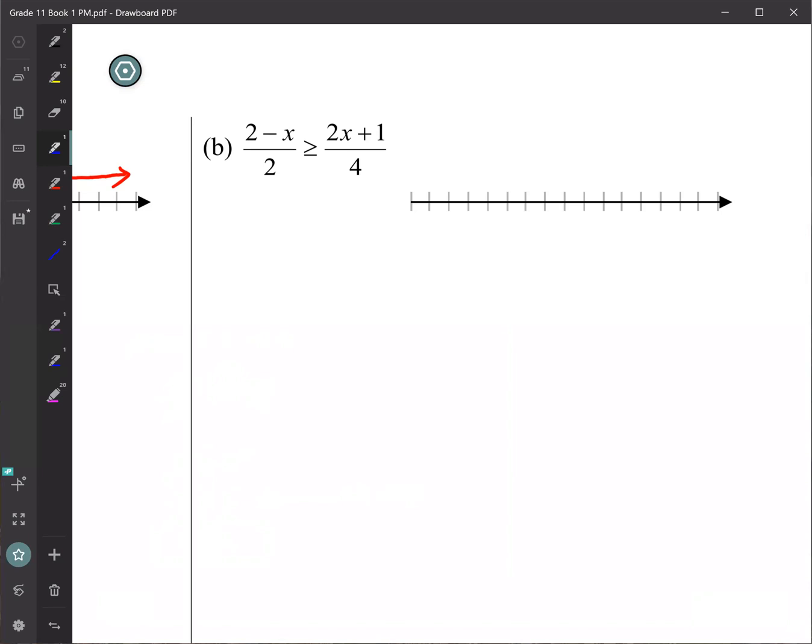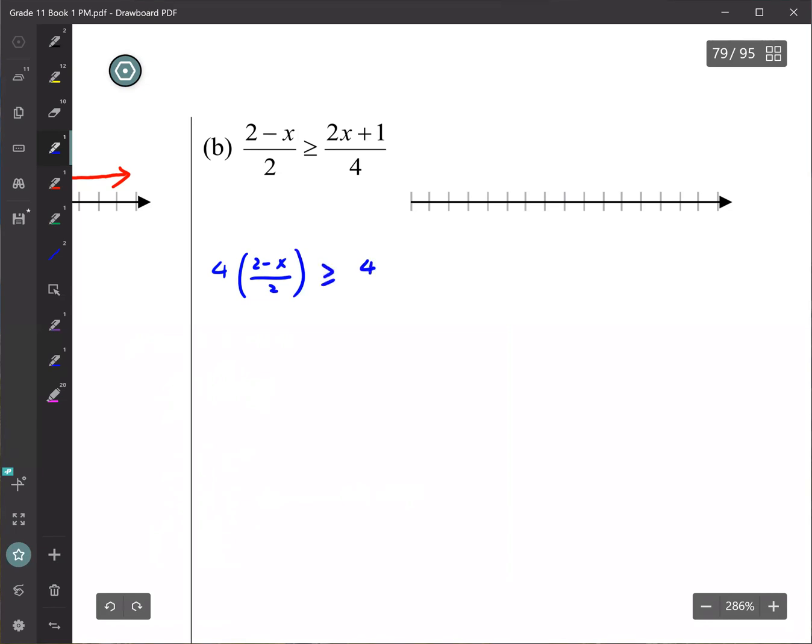So that way it can cancel out all the denominators, right? The common denominator for 2 and 4 is 4. So the left side, times it by 4, still keep the inequality. The right side also times it by 4. Whenever you see a fraction, just try to get rid of the denominator as soon as you can. Because you multiply by 4, a positive number, you don't need to flip.